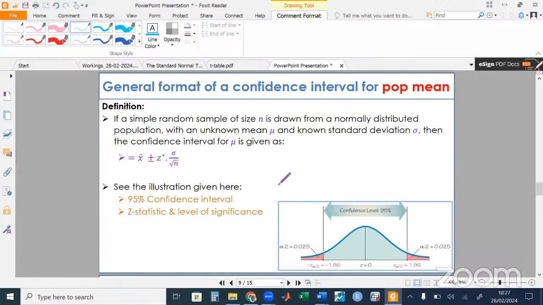And I would like you to look at the representation here for a 95% confidence level. So the green area represents your 95% level of confidence, meaning that on both tails, you have 2.5%, 2.5%. This is a normal distribution. That's why you have both on the left and the right, and this is symmetrical. So in a nutshell, this is what we will use. The mean plus or minus a few numbers there.